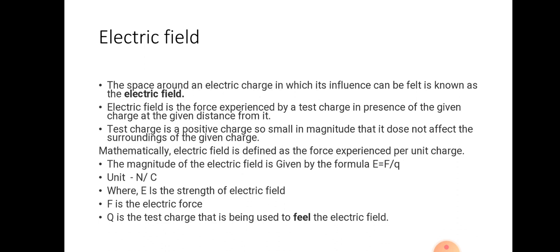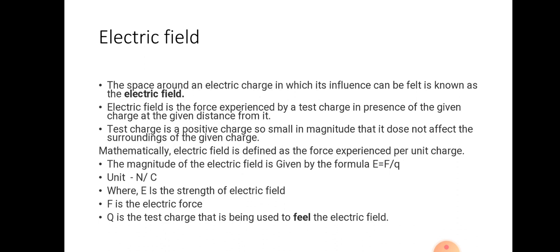Or else we can also define electric field as the force experienced by a test charge in presence of the given charge at the given distance from it. So we have seen in the Coulomb's law also that whenever there is a presence of charges, they exert a force on the other charge.